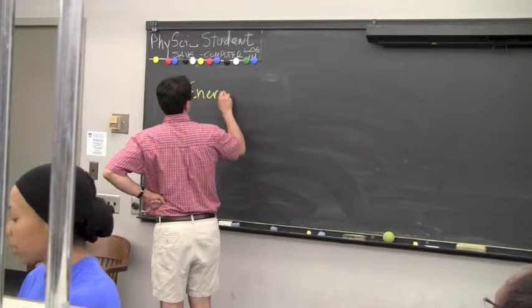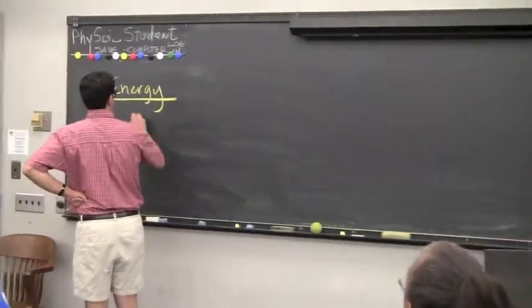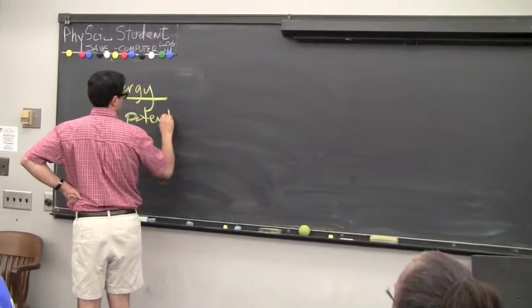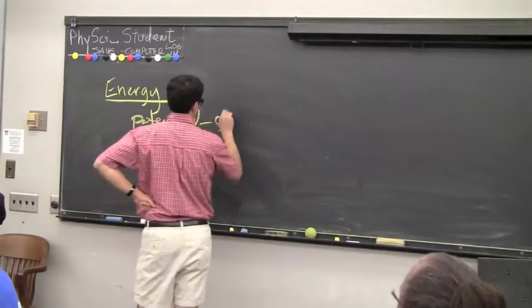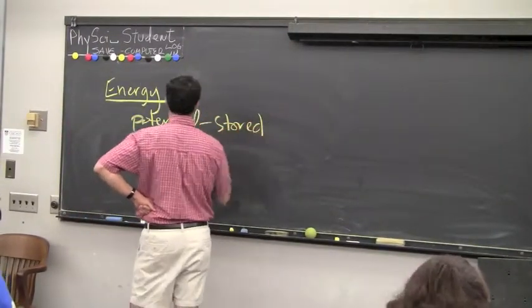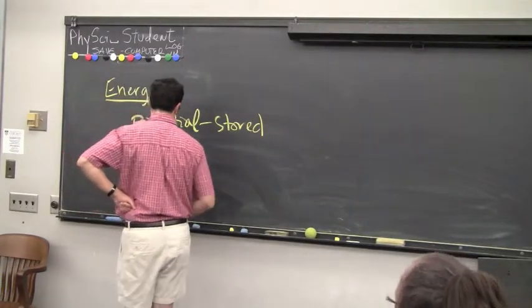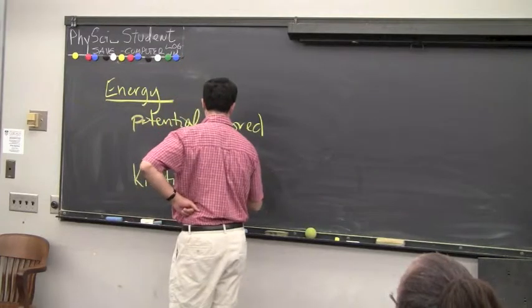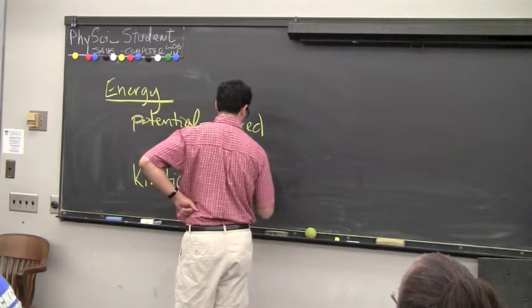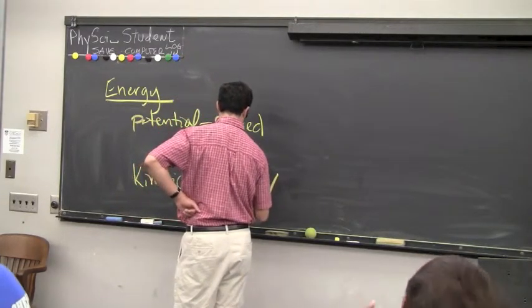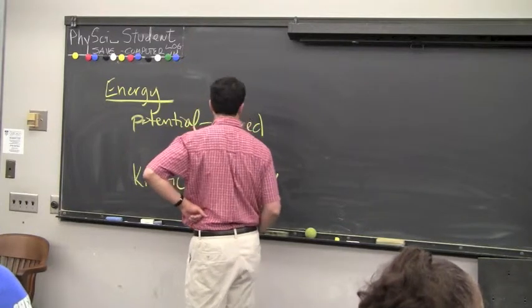Right. Let's talk about potential and kinetic. Potential is like stored energy. Kinetic is like moving or using energy. We call that released, I guess, in terms of what we're in. Or using and moving is kinetic.